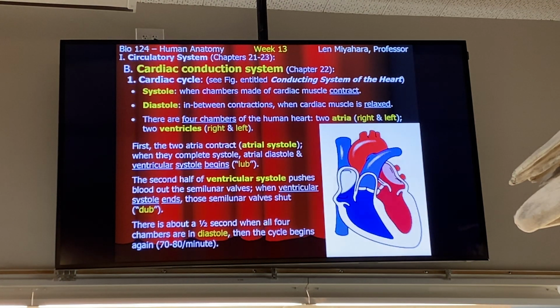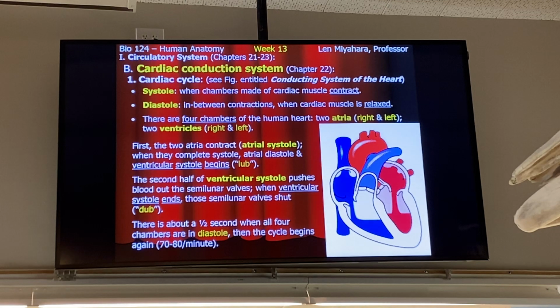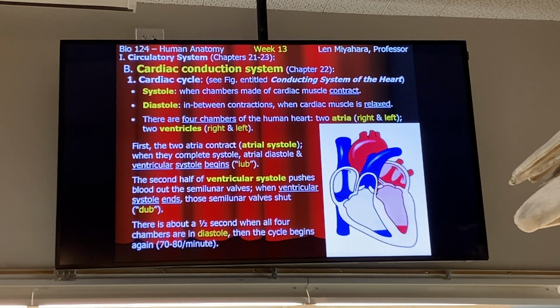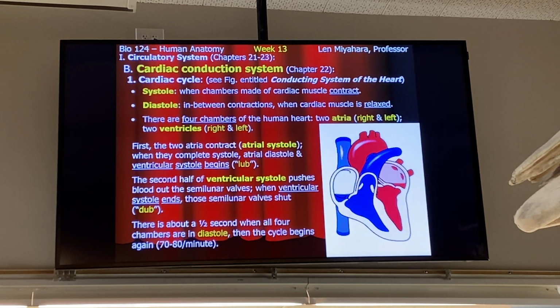There are 4 chambers we learned about in the heart. The right side of the heart is going to the pulmonary circuit, left side of the heart is going to the systemic circuit. But I will use this animation in physiology because it's one of the best ones I have.